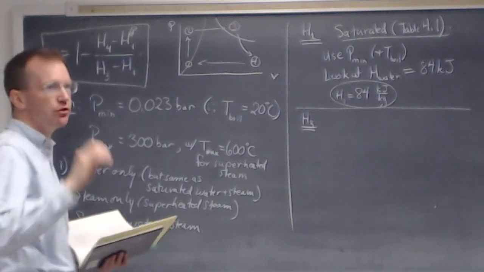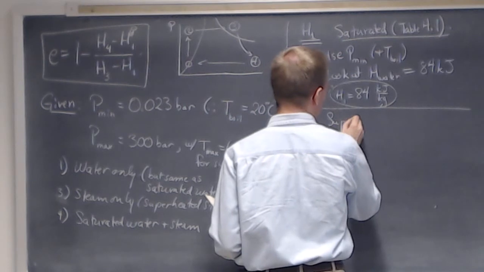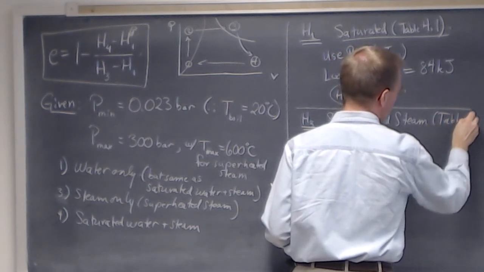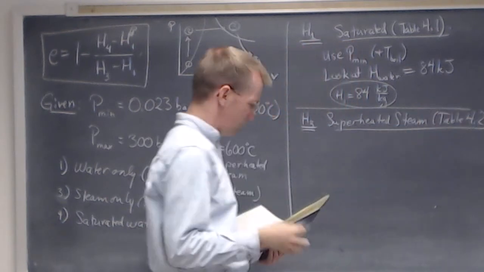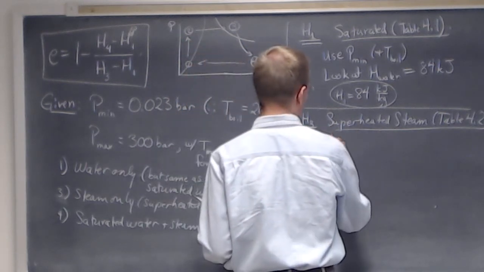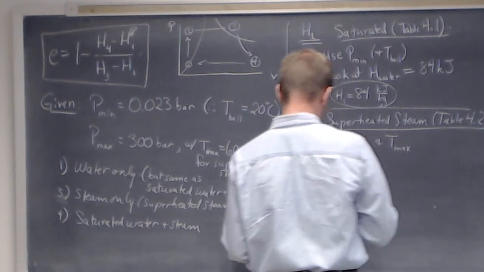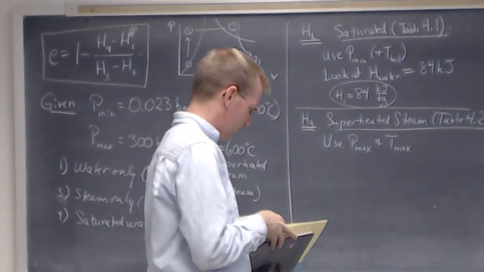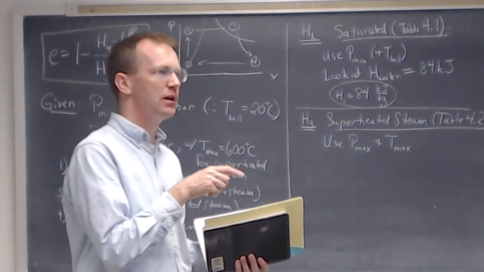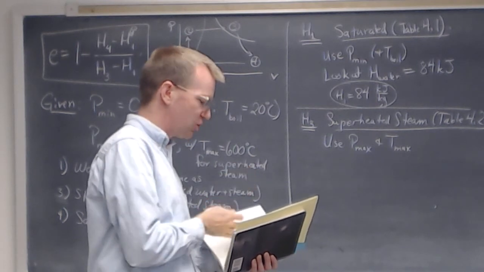Now, to find it at point three, which is superheated steam, we're going to look at table 4.2, on the same page. In this case, we use the maximum temperature and pressure for superheated steam. Now, this table is a little more complicated because you've got pressures at different temperatures. Each row in this table gives you the conditions for different pressures, but each column is at a different temperature.